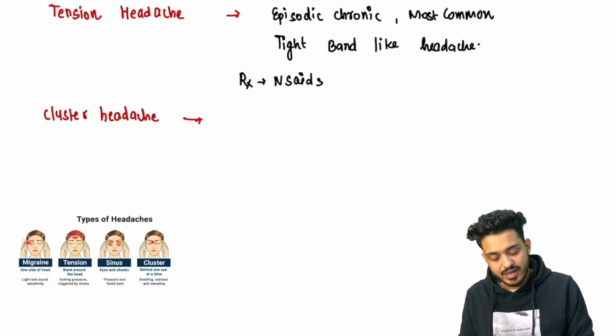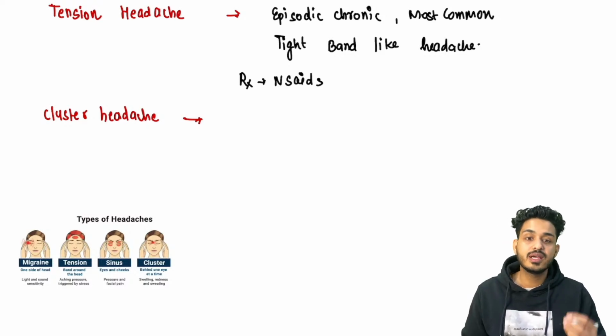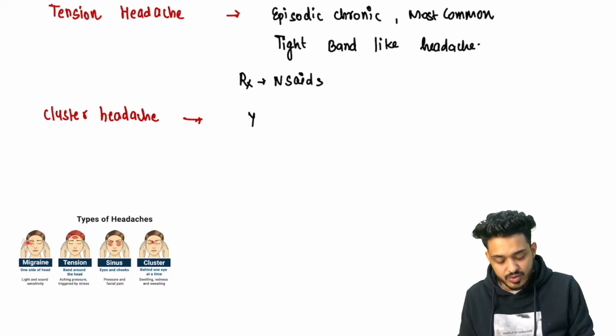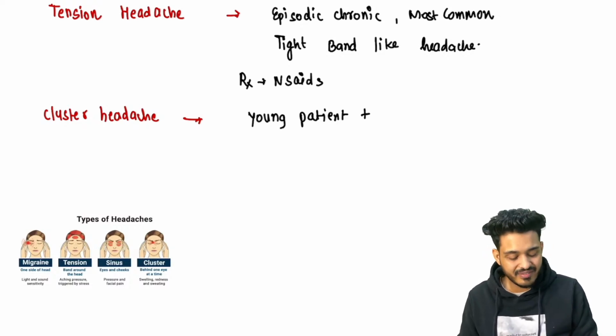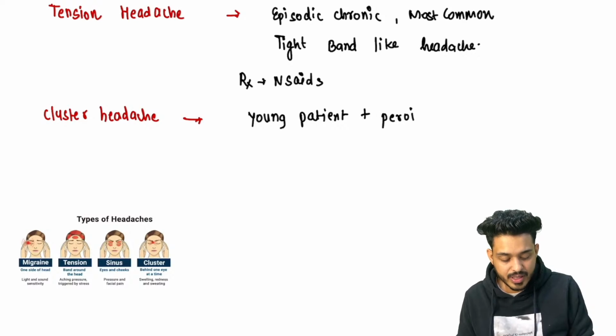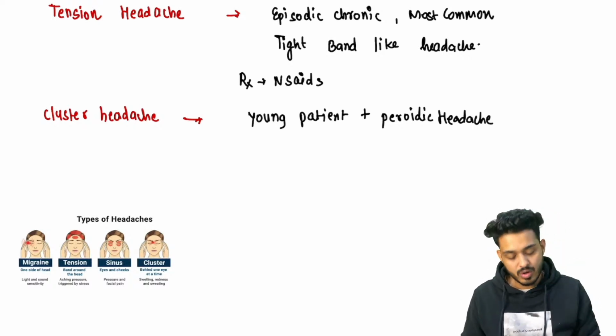So where do you find this particular patient? A young patient presented to hospital with severe retroorbital pain. In the question, the history of a young patient will be given. Here this particular patient will be having periodic headache, and this pain will be present in the retroorbital area.